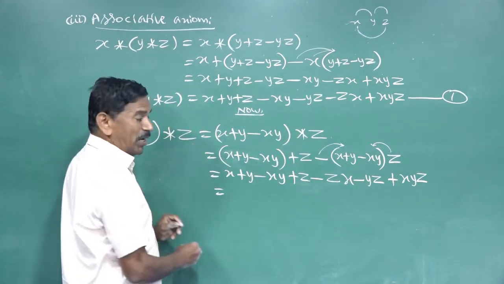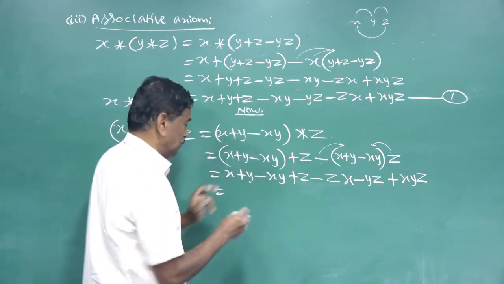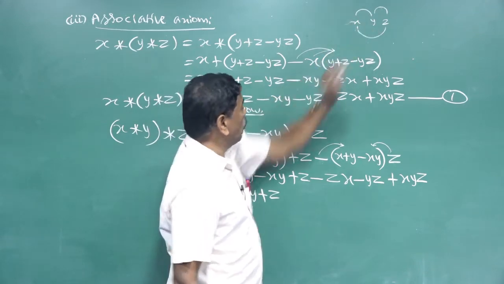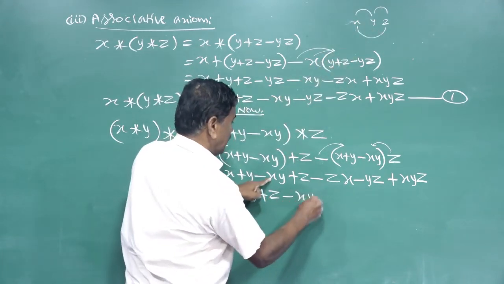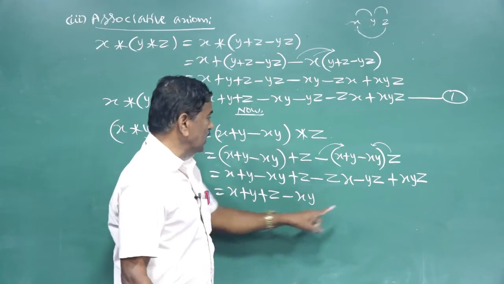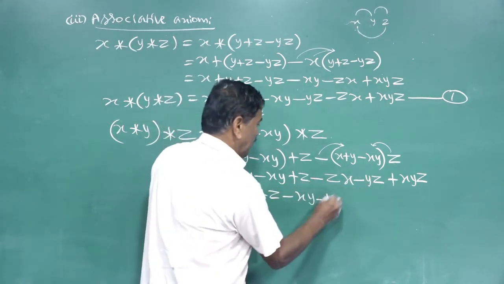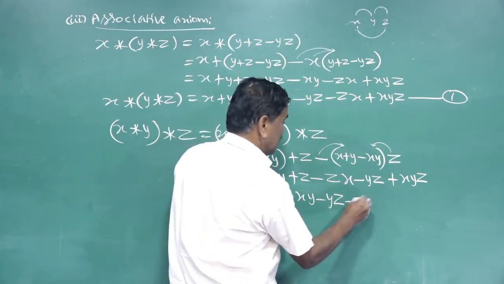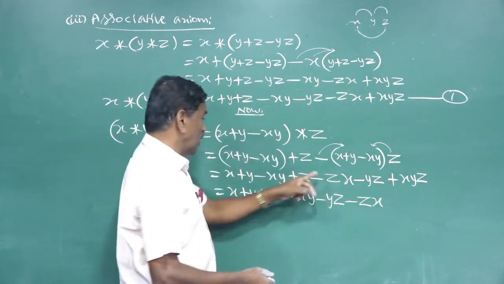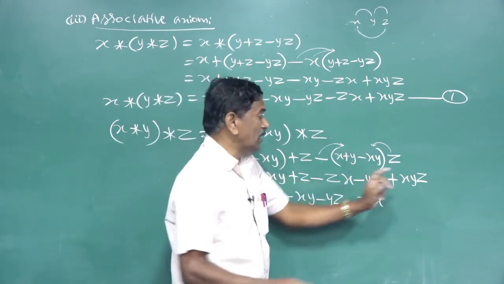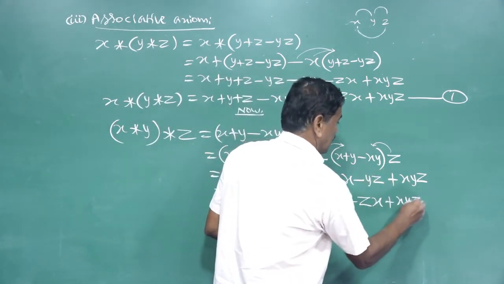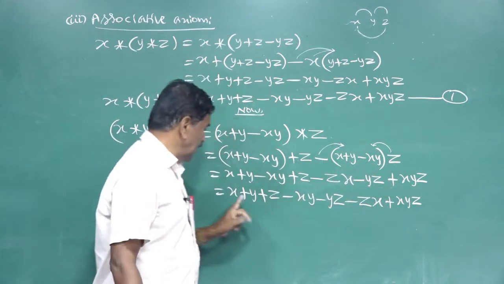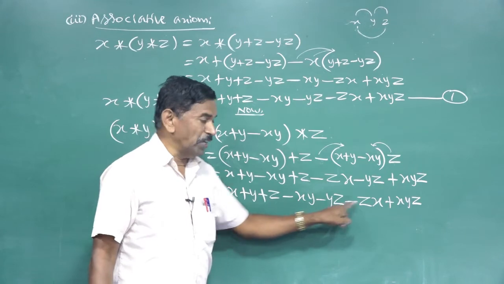What is the order? x plus y plus z. First, x plus y plus z. Next, x to y, yes, minus xy. Next, y to z, yes, minus yz. Next, z to x, yes, minus zx. We have taken all three negative terms. Next, the last term is plus xyz. Now count the number of terms: 1, 2, 3, 4, 5, 6, 7.